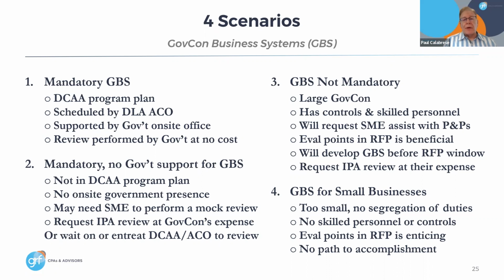If you're a very, very large entity and DCA has what they call a program plan, each year they set out for the year what they're going to audit, and they have a presence, DLA or the ACO, Administrative Contracting Officer, and they're on your site most likely. If it's in their plan, they're going to perform these kinds of business systems review if the time has come up for them to be performed. And of course, they'll do it at no cost.